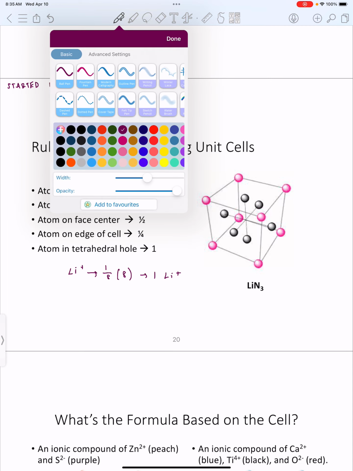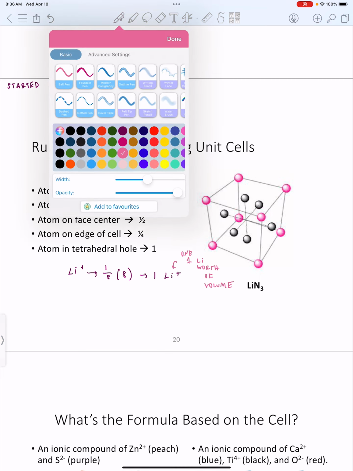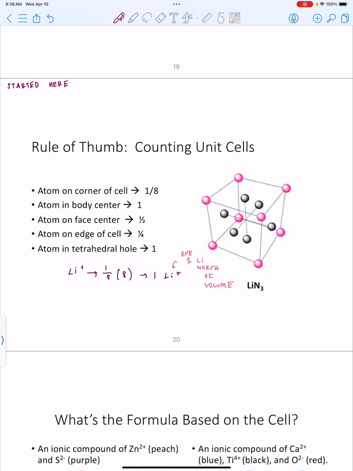Which leaves me with my nitrides. My nitride ions are all sitting on face centers. So how many face centers do I have per cell? 6, right? And how much do they count apiece? They count a half an ion apiece. So I have 3, yes, 3.